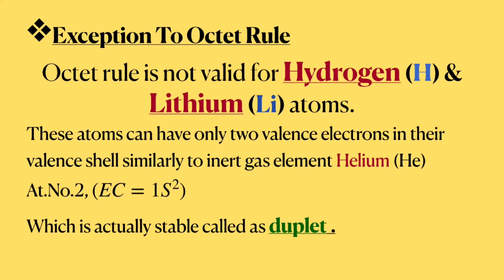Now let us consider the exception to the octet rule. The octet rule is not valid for hydrogen and lithium atoms. These atoms can have only 2 valence electrons in their valence shell, similar to the inert gas element helium, which has atomic number 2 and electronic configuration 1s2, which is called a duplet. Helium is found to be stable and it is an inert gas element. In the duplet, only 2 valence electrons are present in the valence shell of helium.